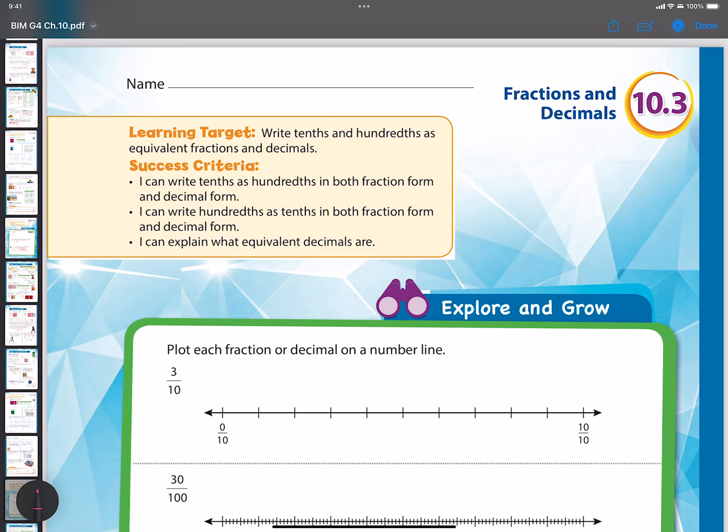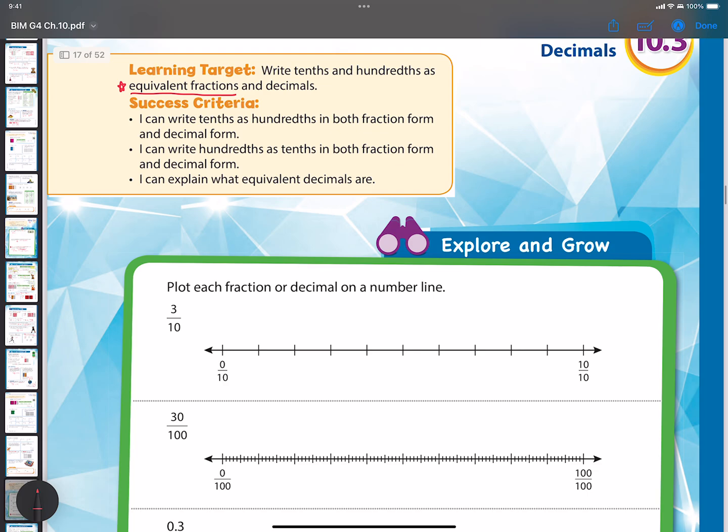Okay, when you learn equivalent fractions, what do you remember? Yes, anything you do to the denominator, you have to do to the numerator. Okay, that's what an equivalent fraction is. So remember that. Alright, now let's move on, guys.